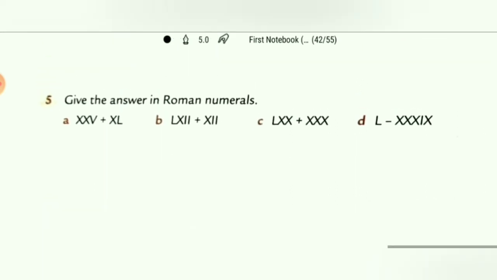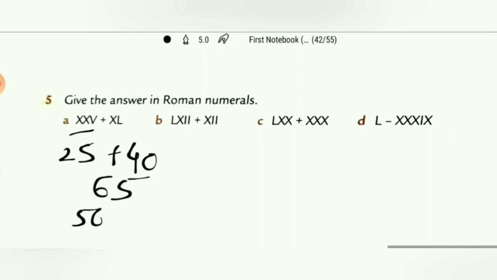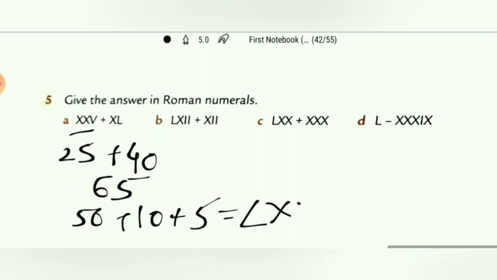Last question of this chapter. Give the answers in Roman numerals. It means we have to add first and then the answer will come in Roman numerals. See, 10, 20, 25. This started from a smaller number. It means 50 minus 10 is 40. 40 plus 25 is 65. 65 means 50 plus 10 plus 5. So LXV.